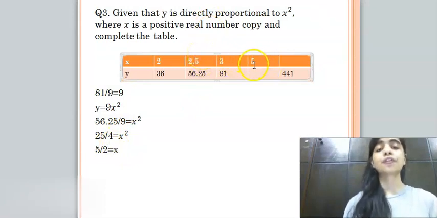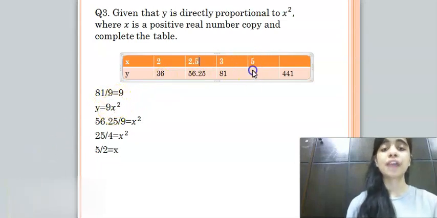Now let's work out for this. Again, my x value is 5. I will put it in the equation. So 5 square is 25. And 25 multiplied by 9 is 225. So here my answer will be 225. Now what about this one?